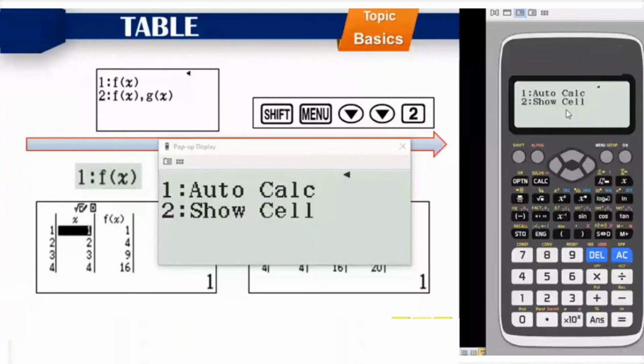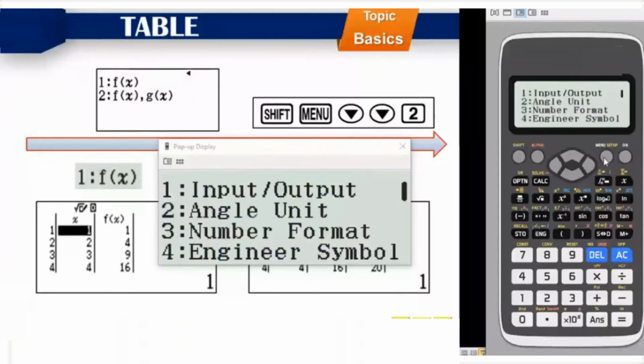Therefore, I will not be going into the details of spreadsheet, but those who use spreadsheet also know the fact that sometimes in spreadsheets we want to auto calculate our cells and sometimes we want to show the cells and we don't want auto calculation. So this particular function is for spreadsheet users. Then if I shift and press menu and I scroll down, we are done with these 4 also.